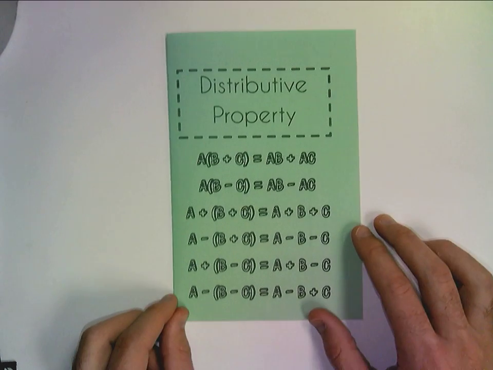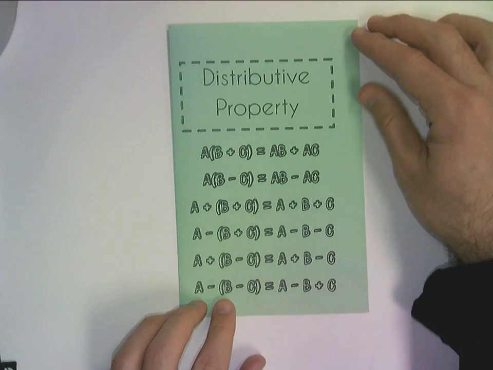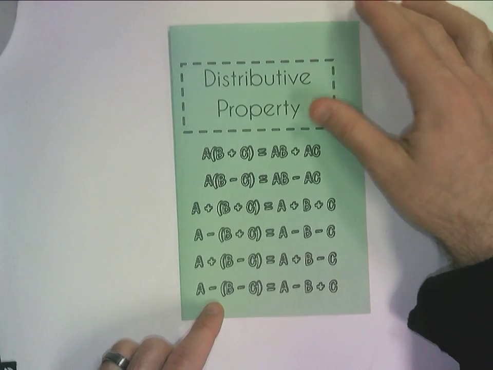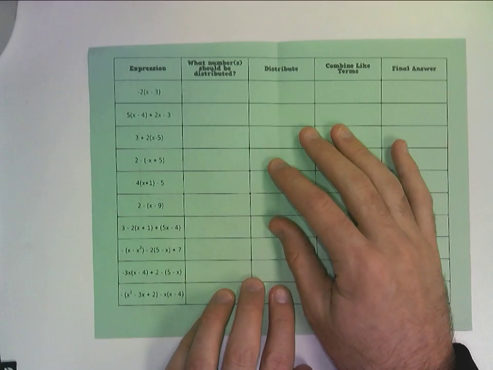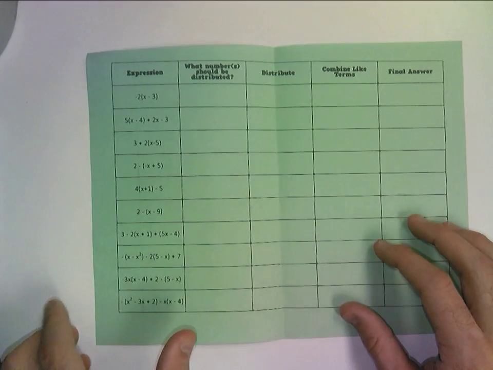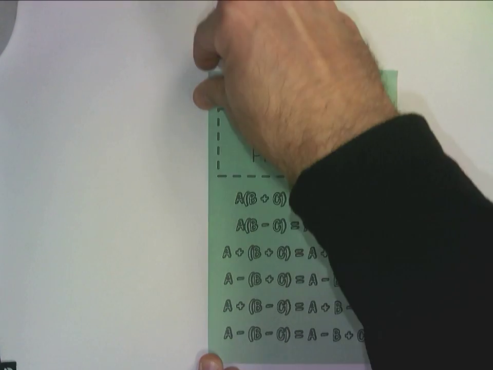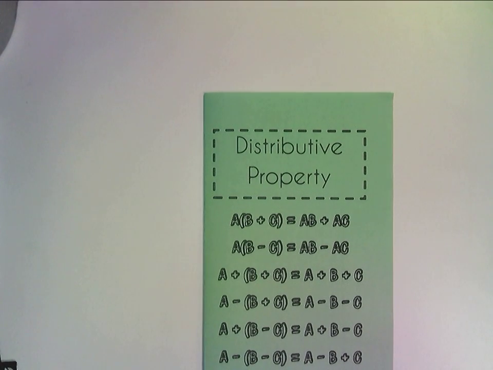So next, let's take a look at the foldable that you'll get to put in your notebook. The outside gives us the many different forms of the distributive property that we might see, and the inside will give us some problems that I'll have you work on through this process. But let's go back to the beginning first. As the definition stated, multiplying a number by a group of numbers added or subtracted together is the same as doing each multiplication separately.